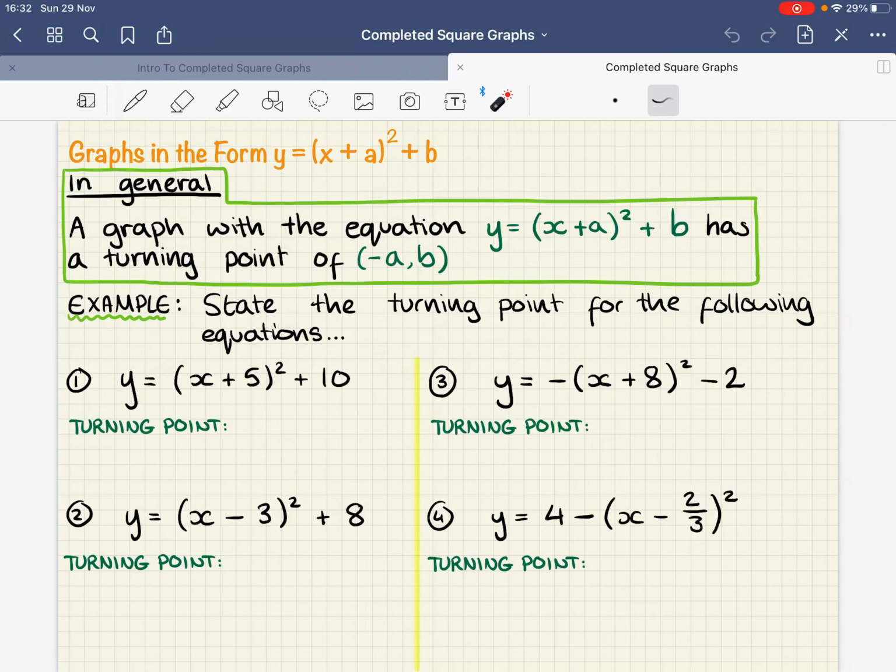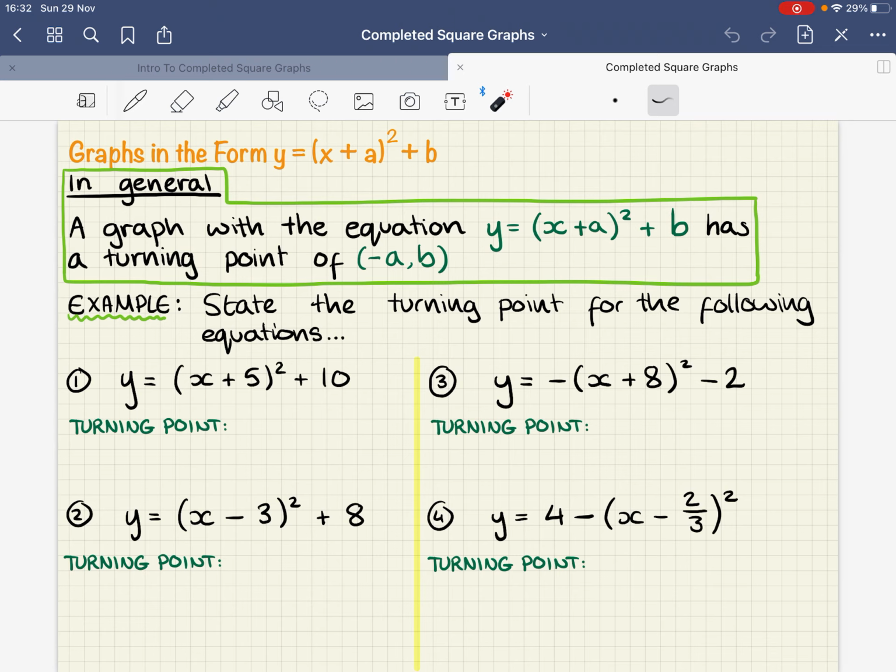All right, so on to the last little bit with our completed square work. In this one, we're looking at graphs in the form of y equals (x plus a) all squared plus b. Now, the main thing with this form, in order to help us with all our graphology, is to just be able to identify that turning point.